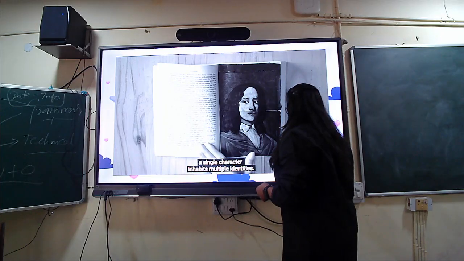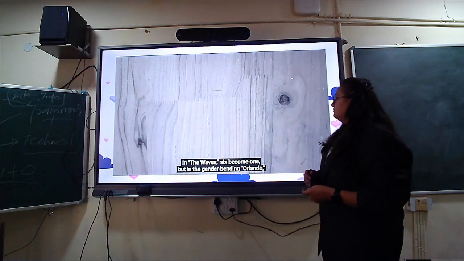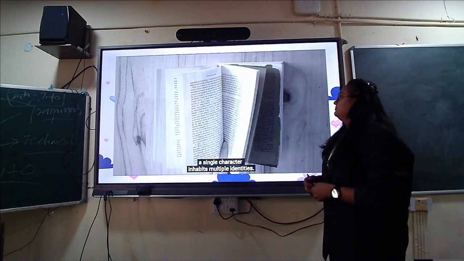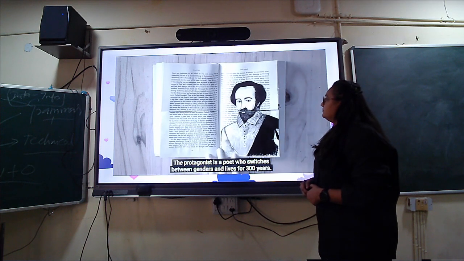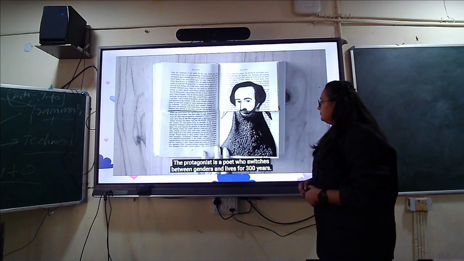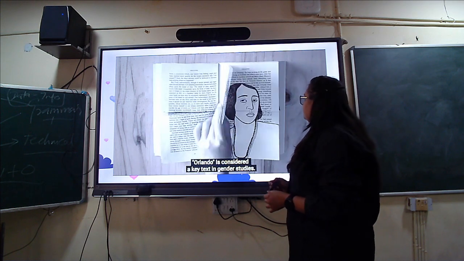Character inhabits multiple single characters in the ways six become one. But in a gender-bending Orlando, a single character inhabits multiple identities. The protagonist is a poet who switches between genders and lives for 300 years. With its fluid language and approach to identity, Orlando is considered a key text in gender studies.